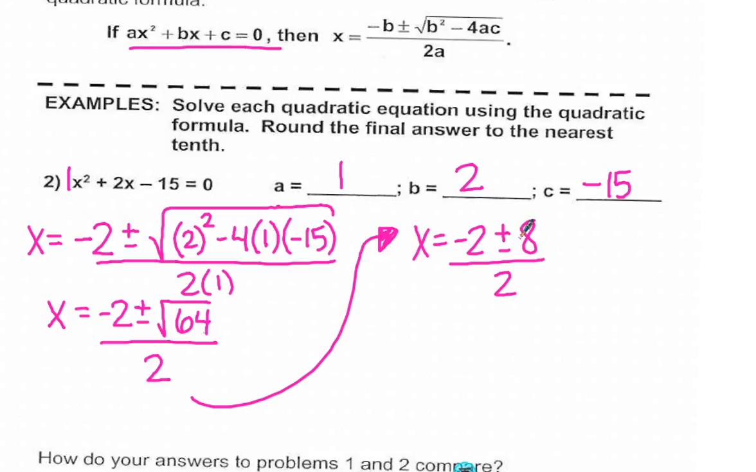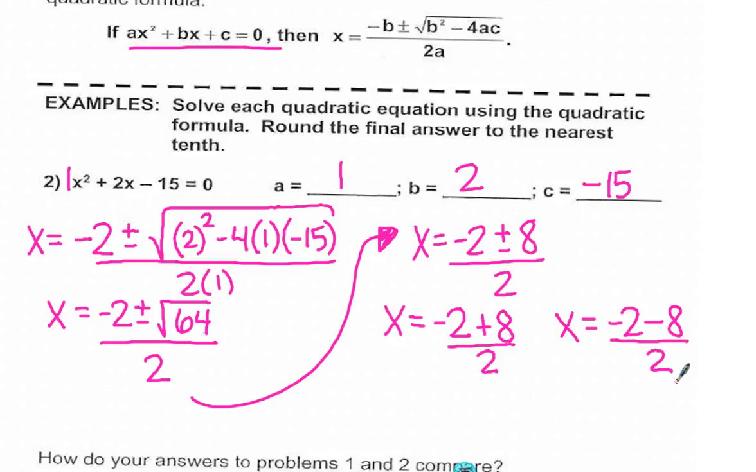So now in this step, what I can do here is break this apart into two separate equations, because remember with these quadratics, we're always going to be getting two answers. So I'll have x is equal to negative 2 plus 8 divided by 2, and then I also have x is equal to negative 2 minus 8 divided by 2. And then from there, it's just a simple little fraction I can solve. Negative 2 plus 8 is 6, and 6 divided by 2 is 3. And then over here, negative 2 minus 8 is negative 10. Negative 10 divided by 2 is negative 5.